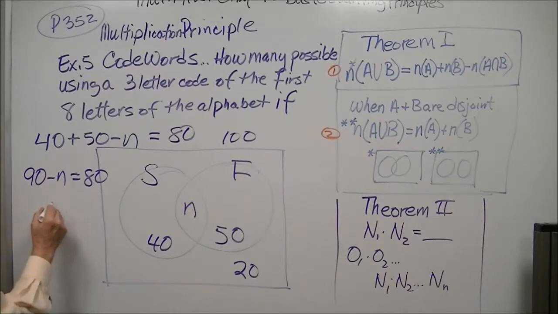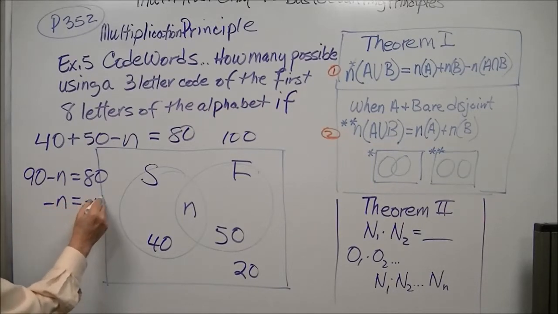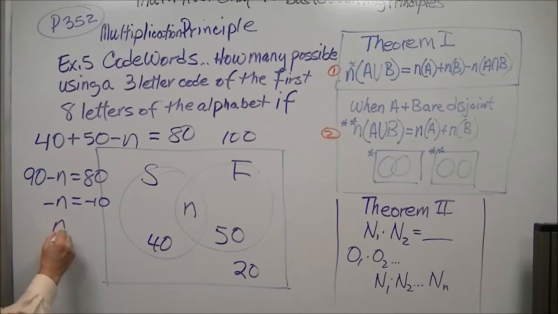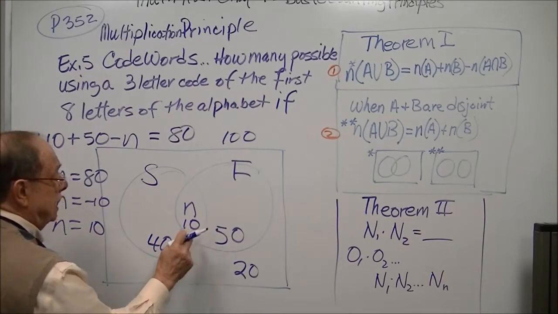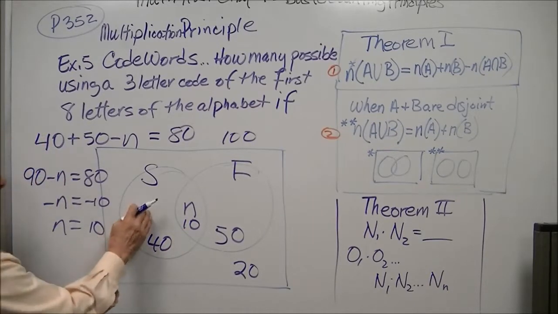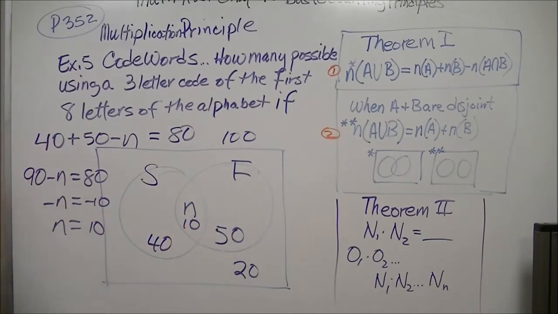Subtract 90 from both sides, we get negative n equals negative 10. So n equals 10, and that's our group here that speaks both Spanish and French.